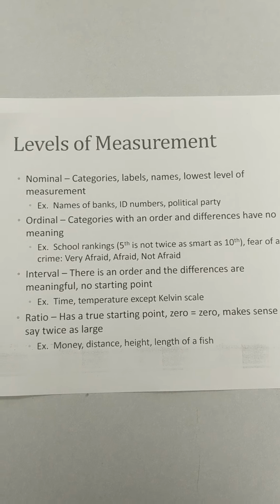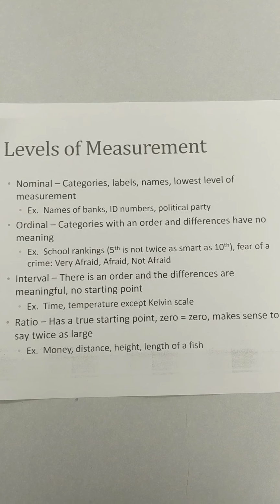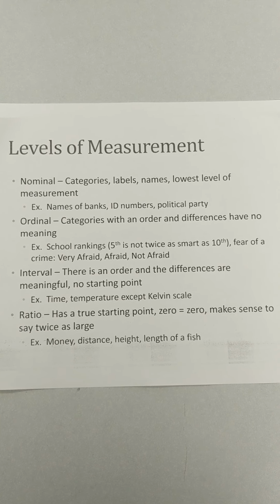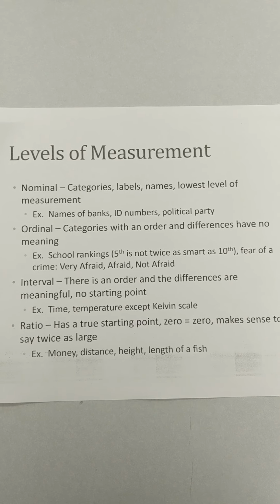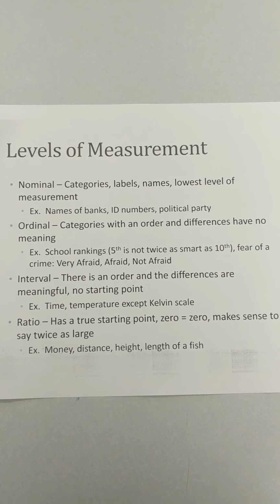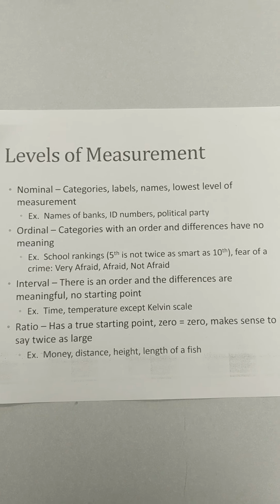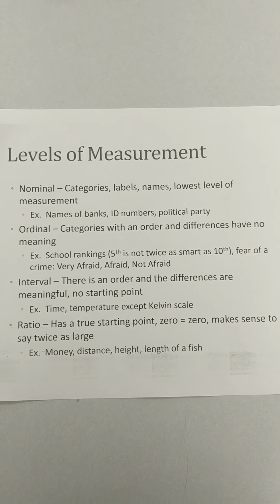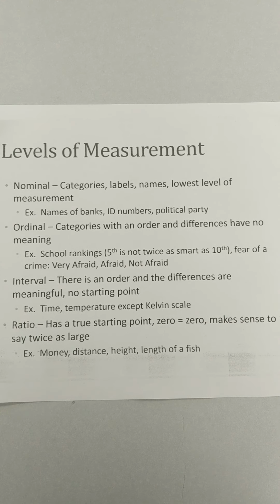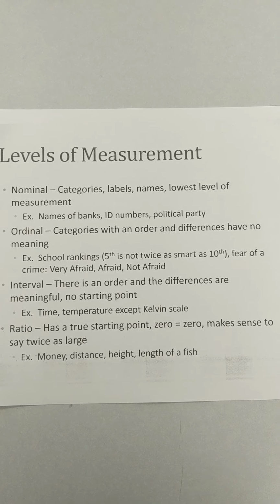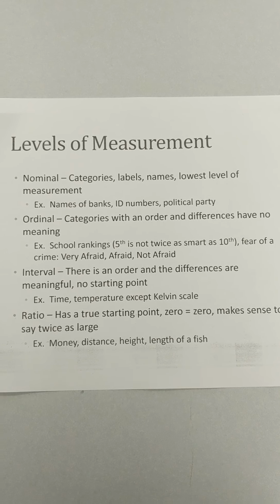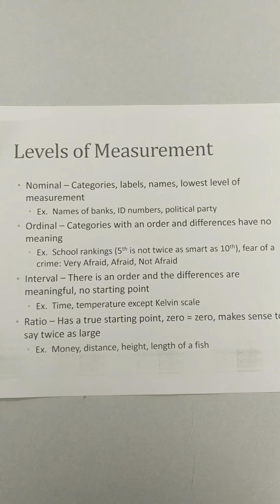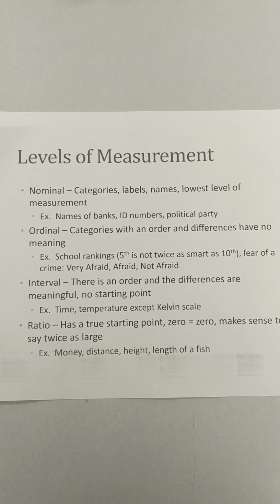So nominal, that's when what we've collected are just categories, labels, names. Like I said, it's the lowest level of measurement. Examples of these would be names of banks, ID numbers, political party. If I said we have Republican, Democrat, Independent, I did not just put that in a specific order, I just listed the 3 political parties. If I said Independent, Republican, Democrat, again, I'm not saying that one is better than the other, I'm just stating what they are. Now, ordinal gets a little more exact.